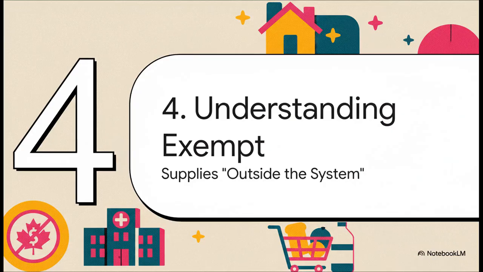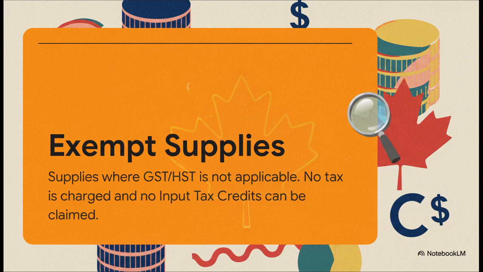All right, let's switch gears and move to our final category. This one operates on a completely different logic. This is Section 4, exempt supplies. If taxable and zero-rated supplies are inside the system, then these guys are completely outside of it. And here is the definition you need to burn into your memory. For an exempt supply, the provider does not charge GST/HST. But, and this is the part that changes everything, they also cannot claim any input tax credits for the GST they paid on any expenses related to making that supply.